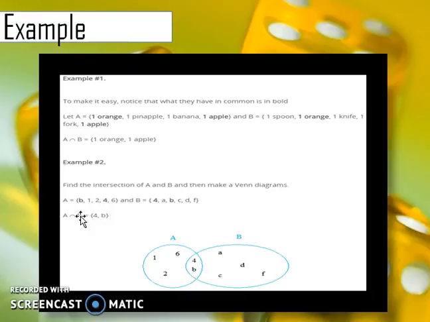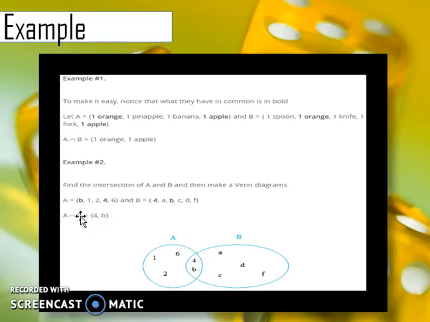Let A be one orange, one pineapple, one banana, and one apple. Let B be one spoon, one orange, one knife, one fork, and one apple. So the intersection between A and B is one orange and one apple.